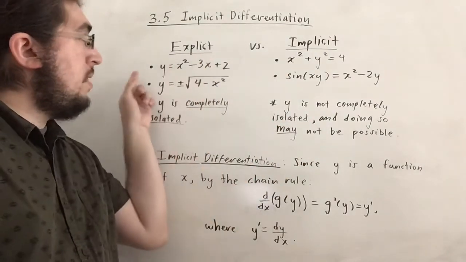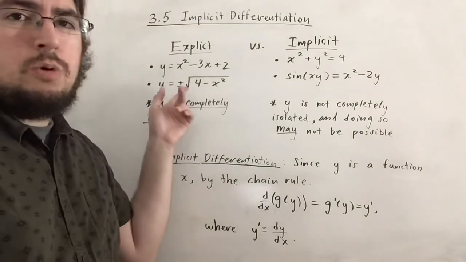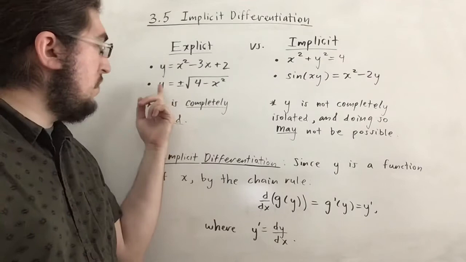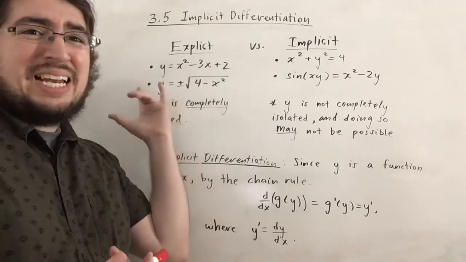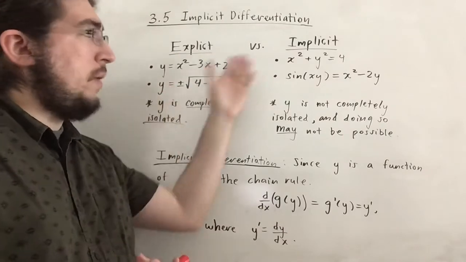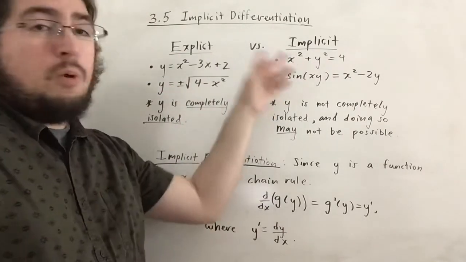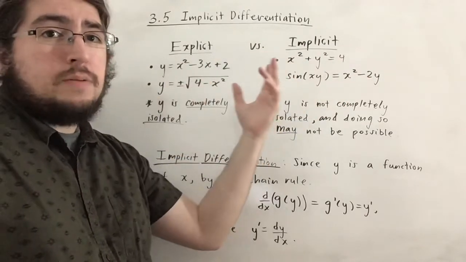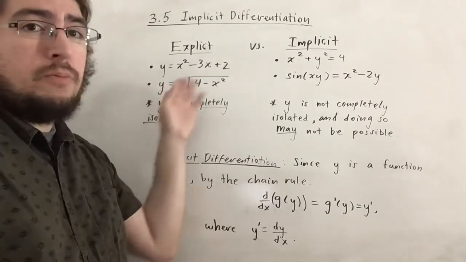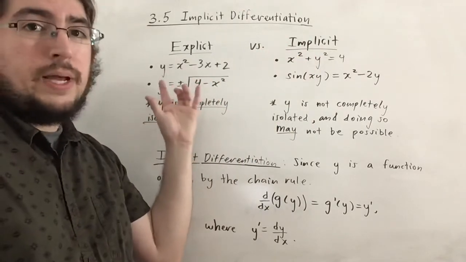So here, y is all in terms of x for this first example. For the second one, it's also in terms of x. There's a plus or minus, but it's still completely isolated. In fact, this second example is really just the same equation as the first implicit example. If you get y squared by itself by subtracting x squared to the other side and then square rooting both sides, you get y is equal to plus or minus this. So this is an implicit version of this explicit equation.